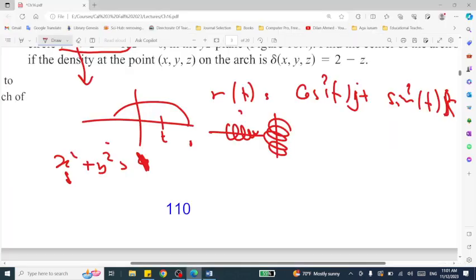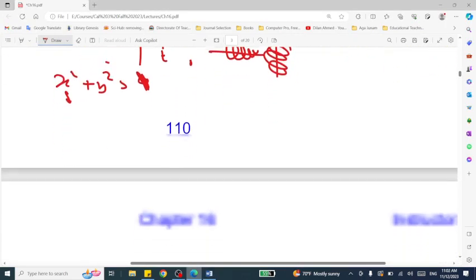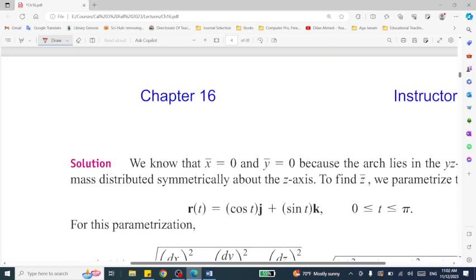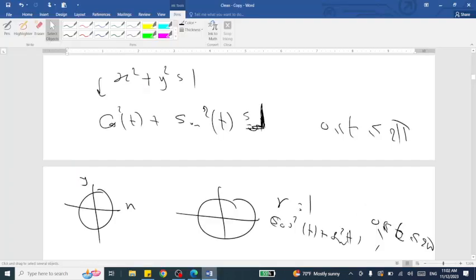What do you mean? Square is not right, sorry. You're right. Good. Yeah.